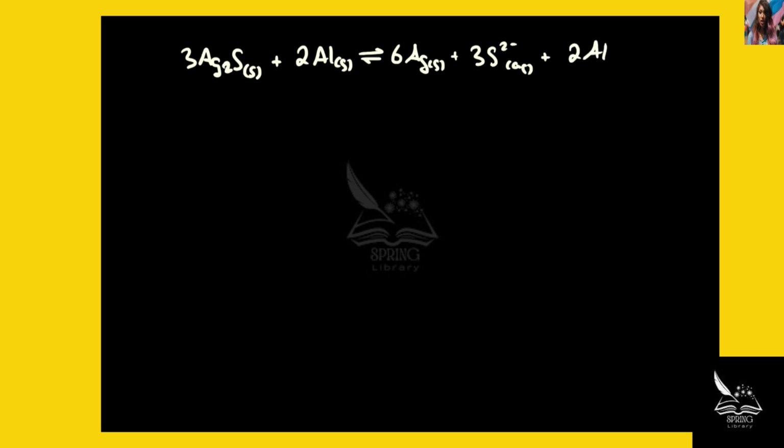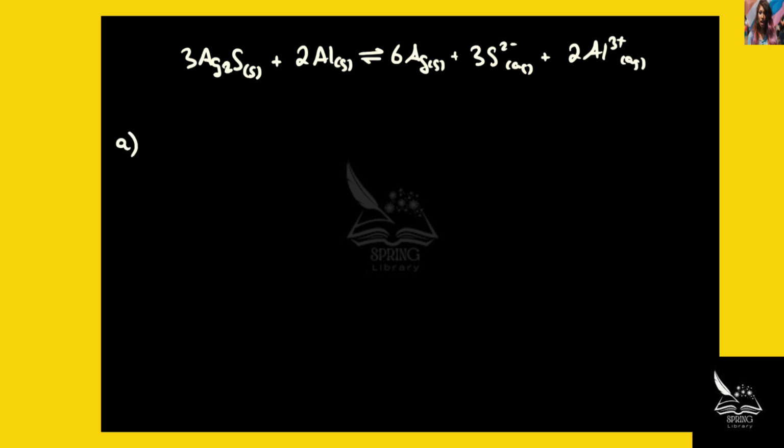For the given reaction, we have 3 Ag2S, this is solid, plus 2 aluminum solid, in equilibrium with 6 Ag solid, 3 S2 minus, 2 aluminum 3 plus.